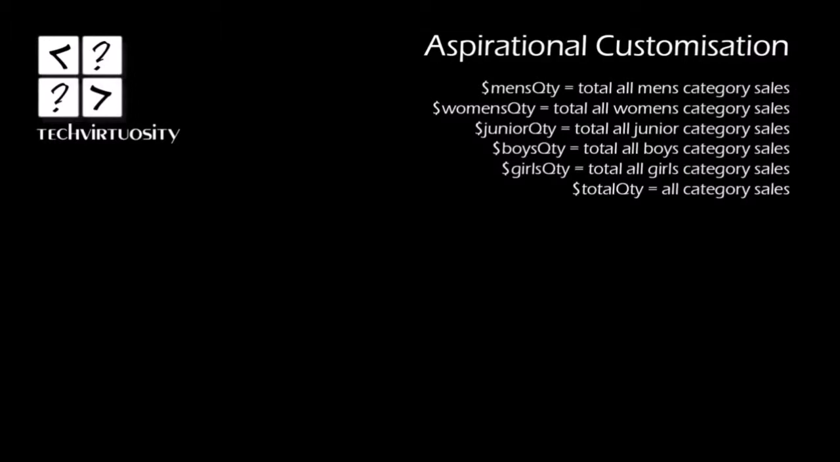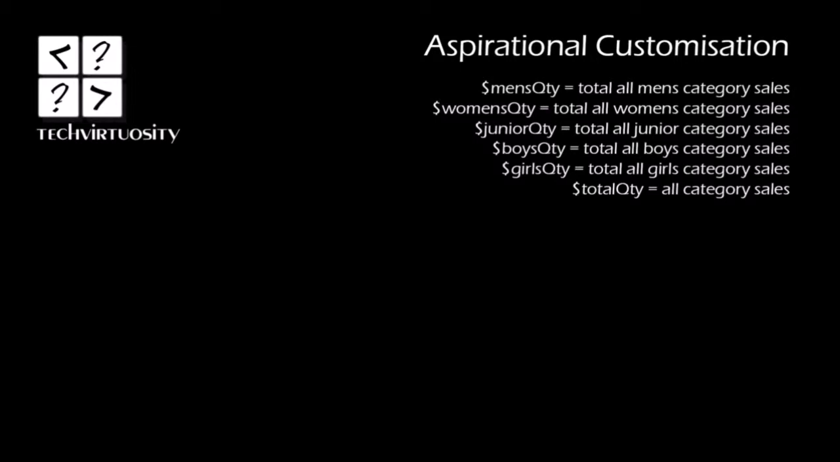Okay, let's now talk about the aspirational customization. We know that we've got 4 aspirational placeholders for 4 images and the corresponding links, and let's see how we're actually going to do that. For each of the overriding categories, that being men's, women's, junior, boys and girls, and don't forget each of those has 4 subcategories, so you'll have your men's fashions, men's footwear, men's sportswear, men's accessories, etc. For each of these overriding categories, I've set up a variable.